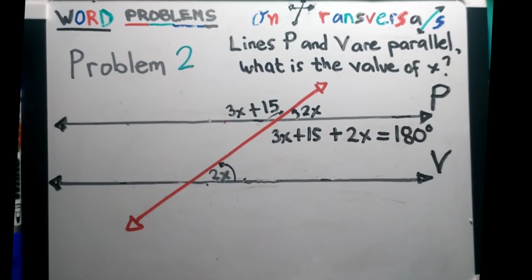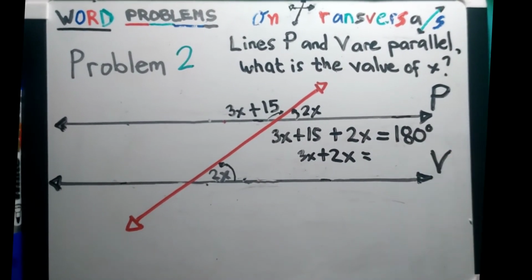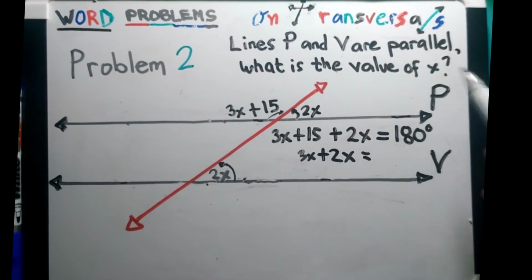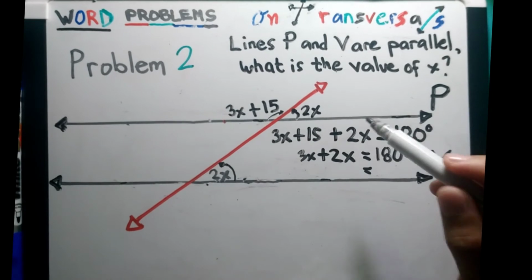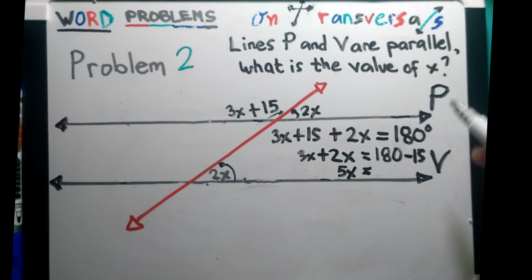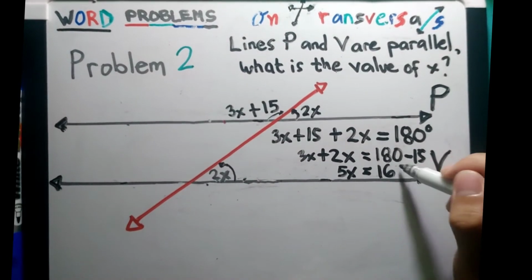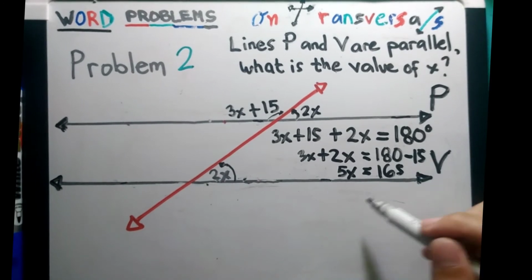Again, simple algebra, we will follow the same process. We will add the like terms. 3x plus 2x is equal to, and now we will transpose the sole constant 15 to the other side. It will become 180 minus 15. So we will have 3x plus 2x, that would be 5x, and we will subtract 15 from 180. 180 minus 15 is equal to 165. So we now have 5x is equal to 165.